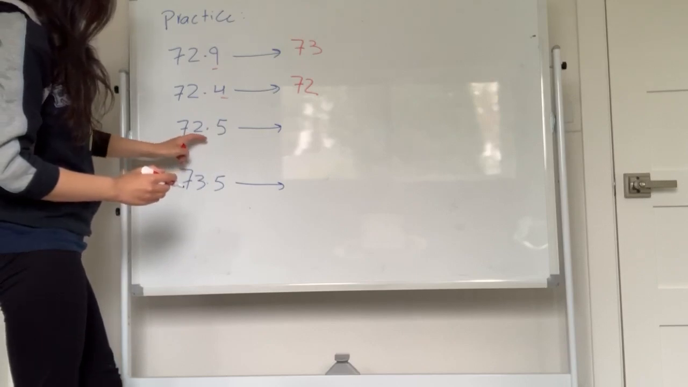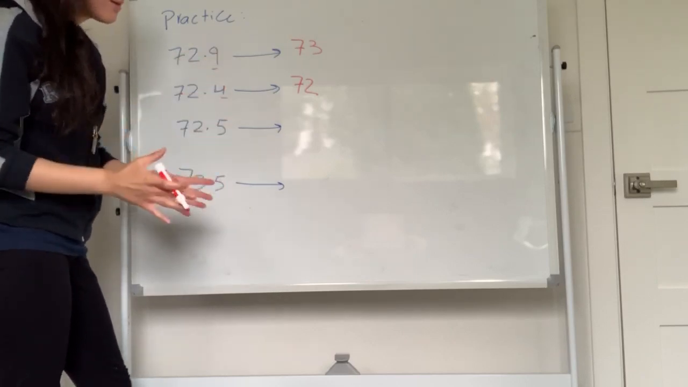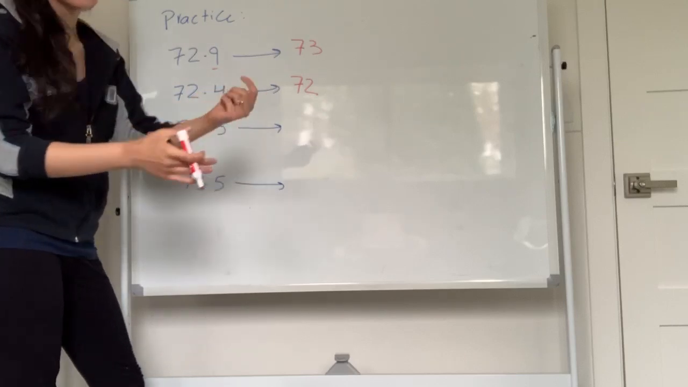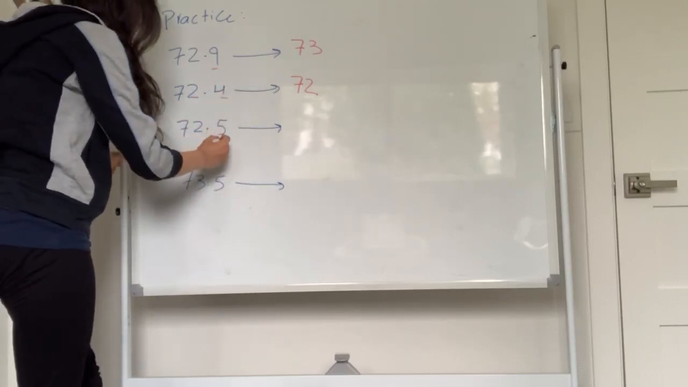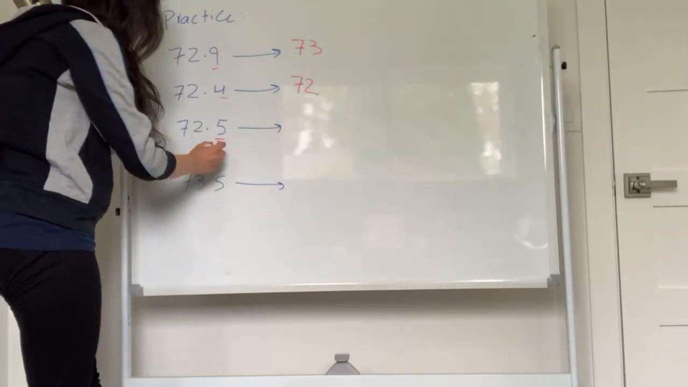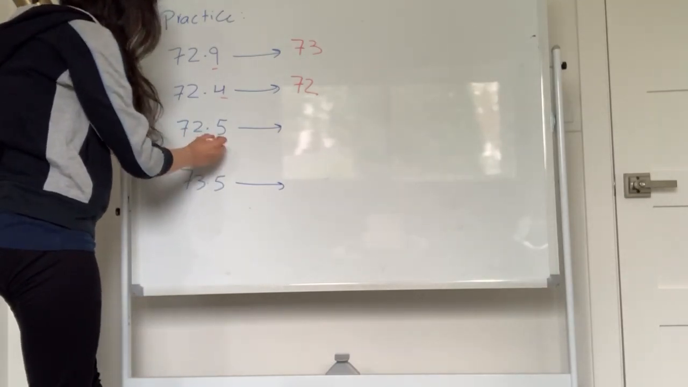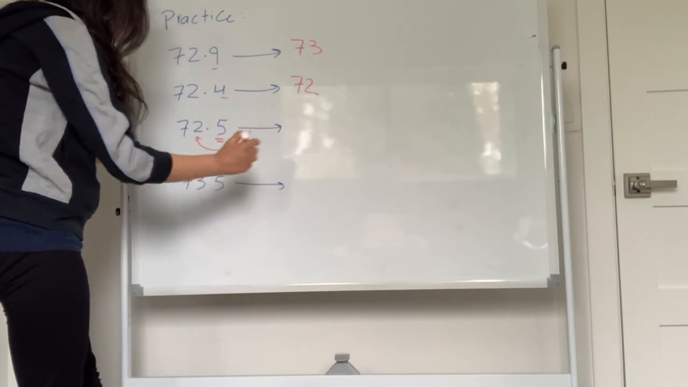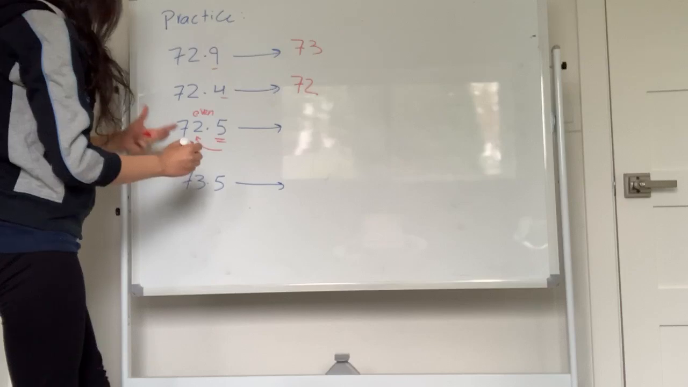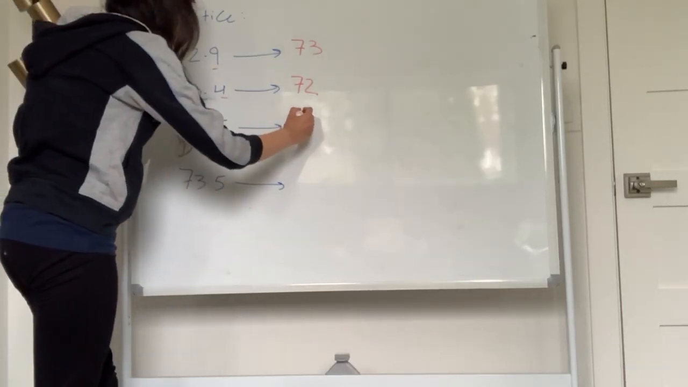Now 72.5. We said it's kind of easy: if you have 1 through 4, you round down; 6 through 9, you round up. Now what happens if you have 5? When you have 5, it's a little bit more complicated. You have to look at the number before. So I have 5, and I'm going to round to 2 sig figs. This number is even. We said if the number is even, you round down. So this would be 72.